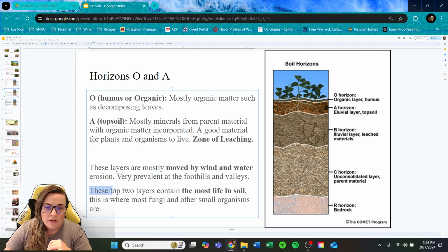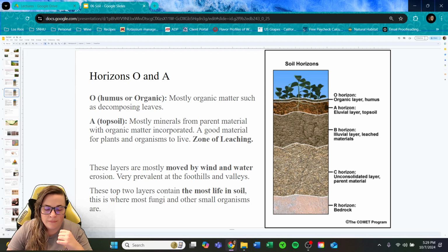Also important to know, these top 2 layers contain the most life in the soil, the most biota, so all of the worms and fungi and all the things that will thrive in these 2 layers of soil. It's a very healthy, rich part of soil. So that is important to know.